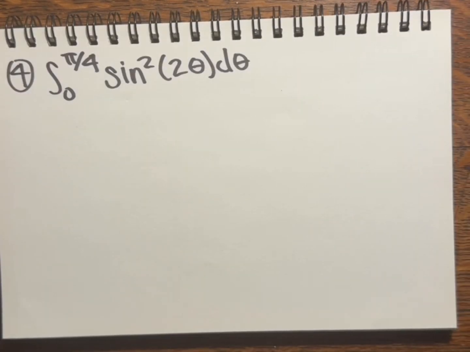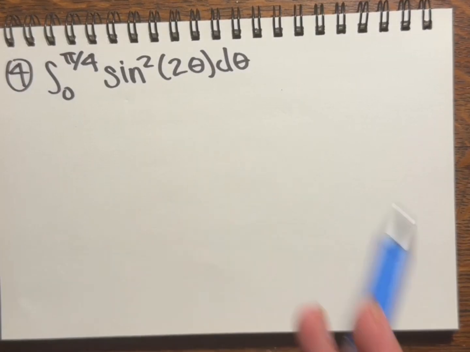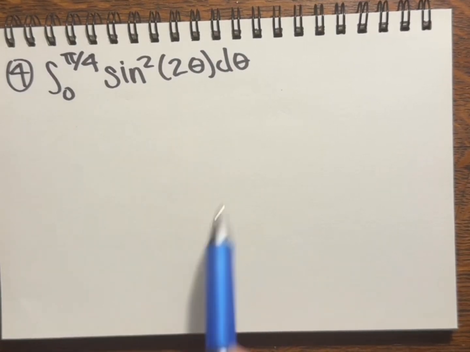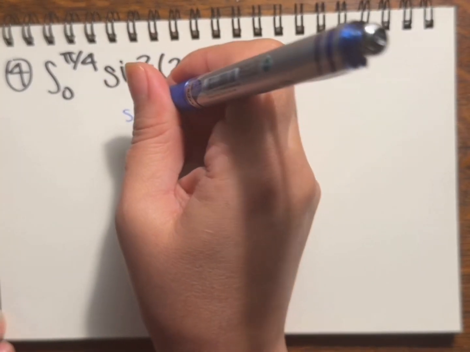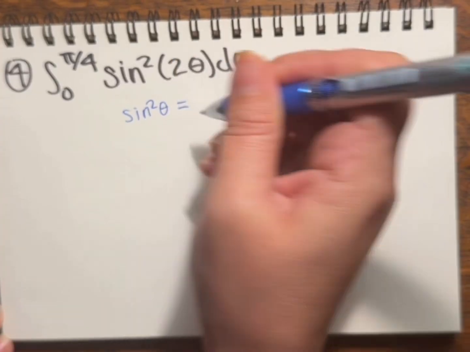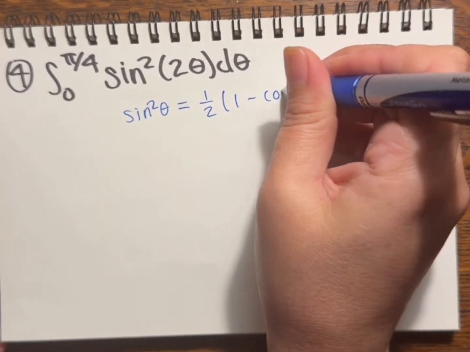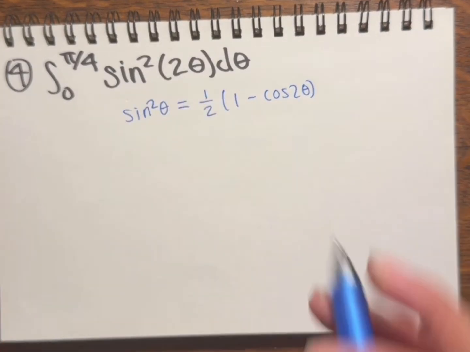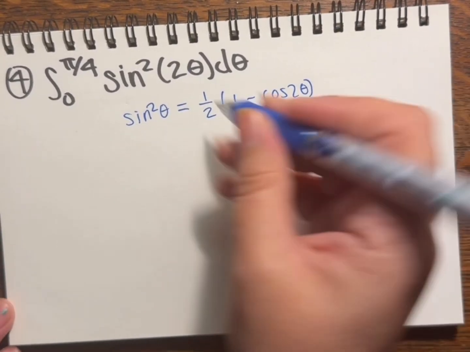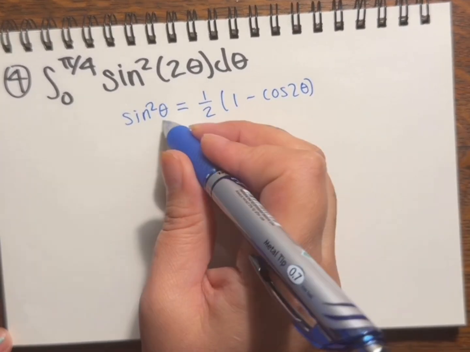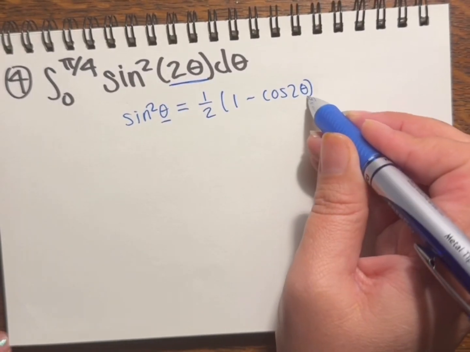Okay, let's do one more. This one we are going to use the power reducing formula. So I know that sine squared theta is equal to 1/2 times 1 minus cosine 2 theta. And this is what I'm going to use here. So our theta here is 2 theta, so that's what I'm going to plug in for the theta, okay?